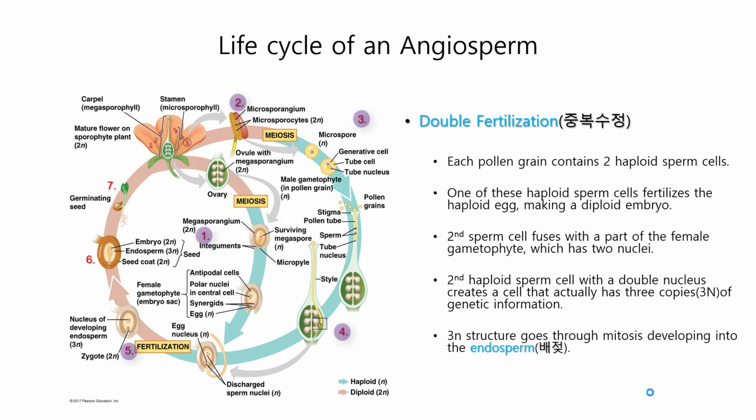In number 5, double fertilization occurs. One sperm fertilizes the egg, forming a zygote. The other sperm fertilizes the central cell, forming the endosperm. Number 6, the zygote develops into an embryo that is packaged along with food into a seed.